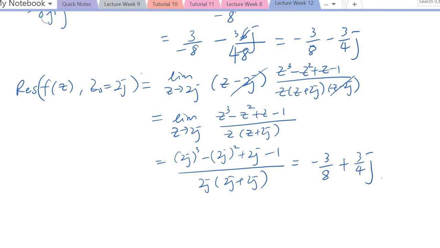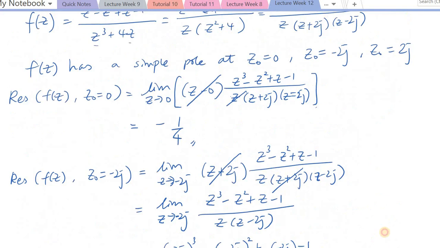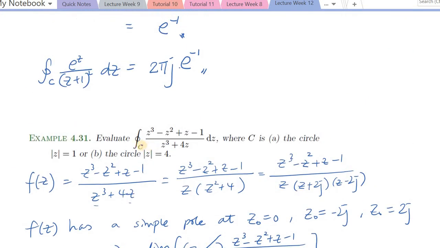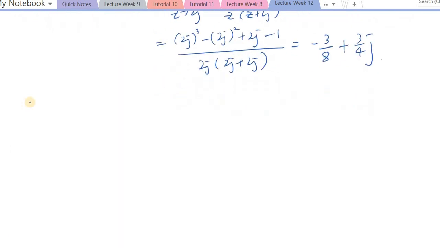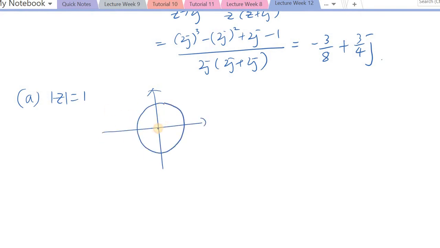Okay, so we go back to the question again. It says evaluate this where C is the circle, magnitude z equals 1. Now if you draw out the circle, it is centered at the origin with radius 1.